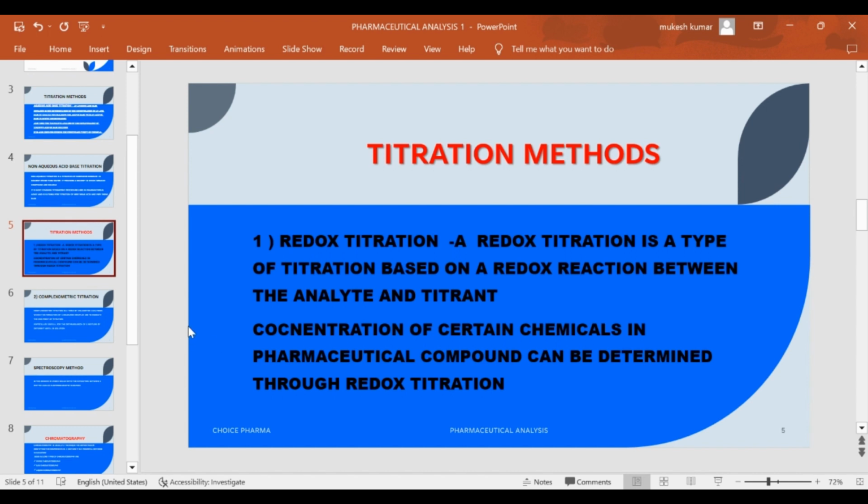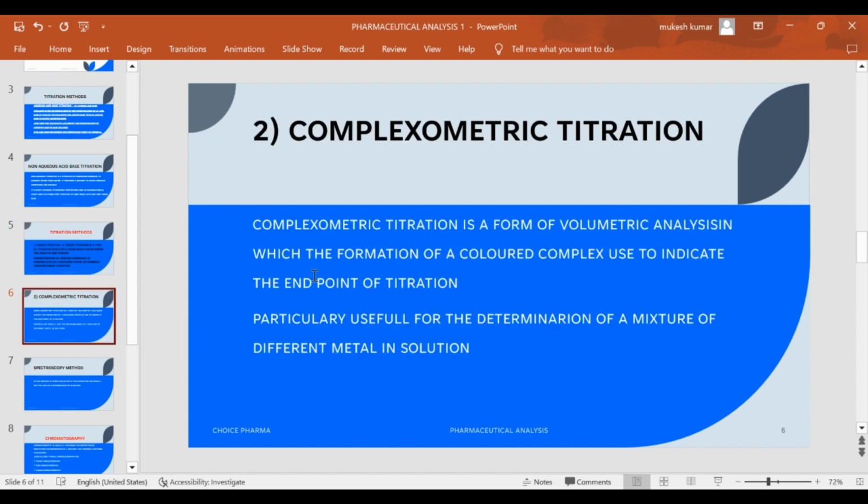Next is complexometric titration. Complexometric titration is a form of volumetric analysis in which the formation of a colored compound is used to indicate the end point of a titration. It is particularly used for the determination of a mixture of different metal ions in solution. In this method, EDTA is used.